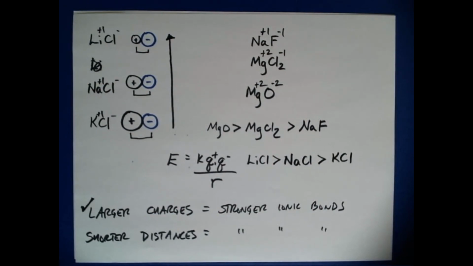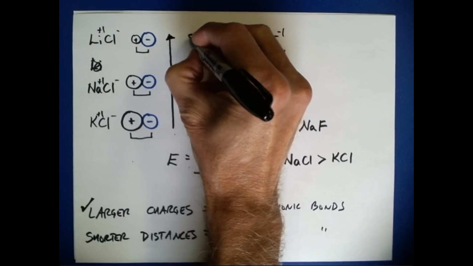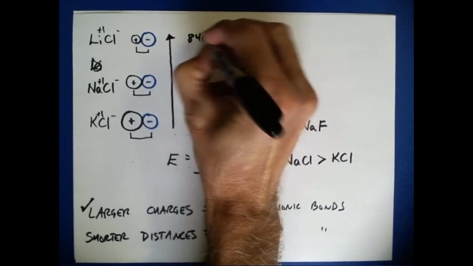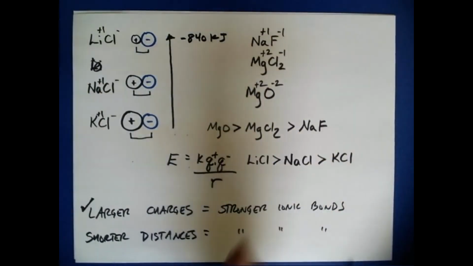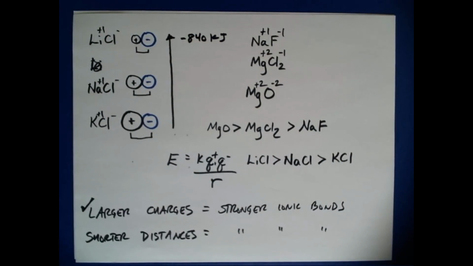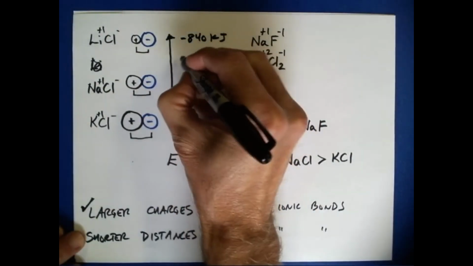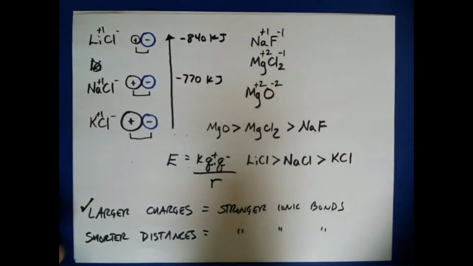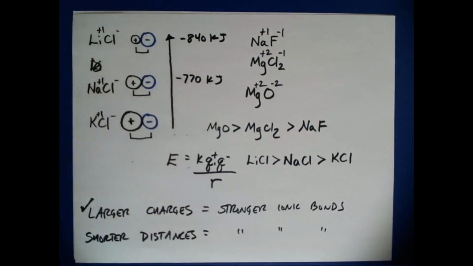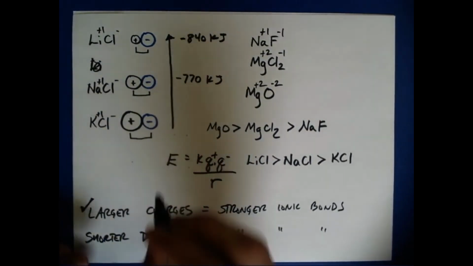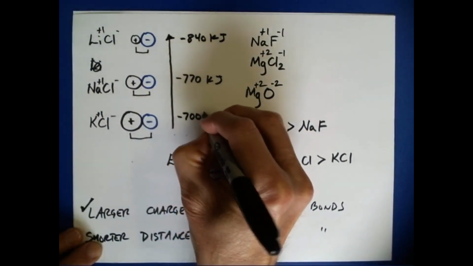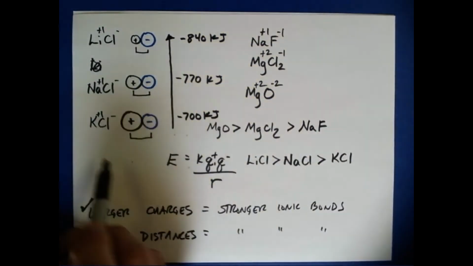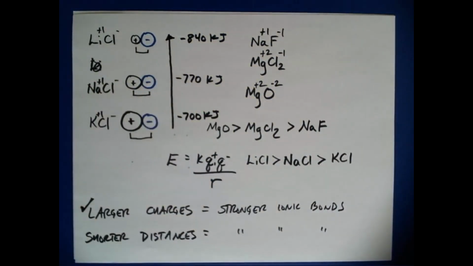Lithium chloride has a lattice energy of about 840 kilojoules that's released when the ions snap together. Sodium chloride has a lattice energy of about 770 kilojoules that's released upon the formation of this bond. And potassium chloride has a lattice energy of about 700 kilojoules per mole for the snapping together of these particular ions.